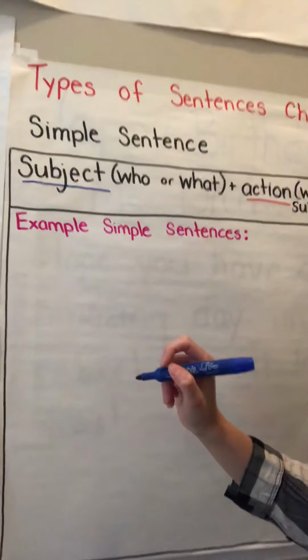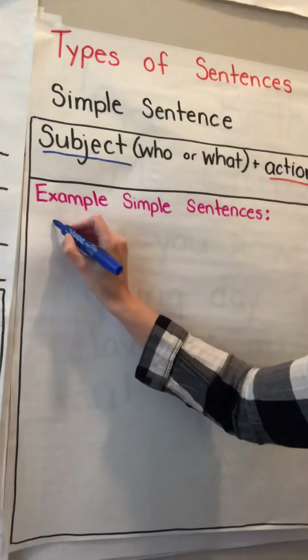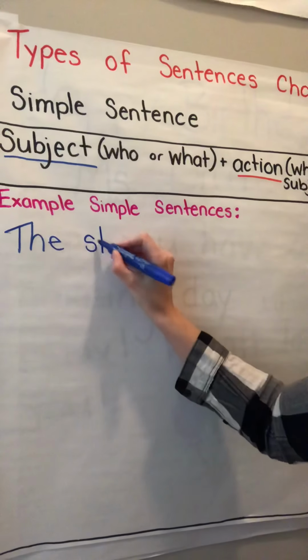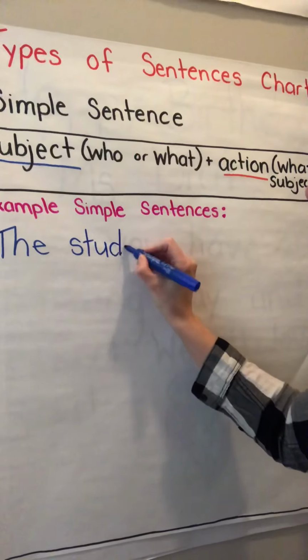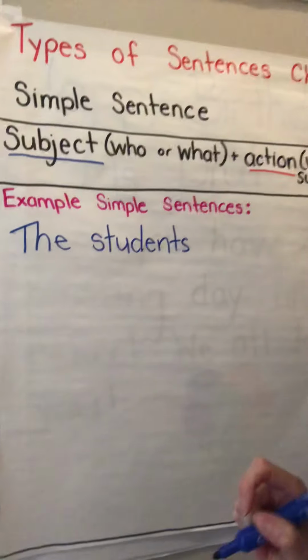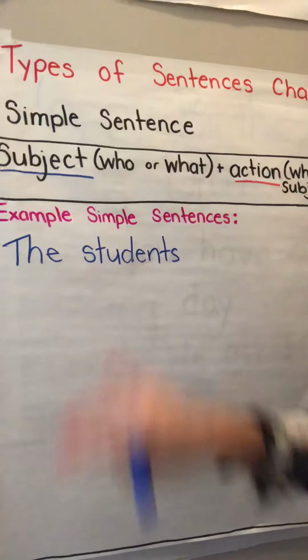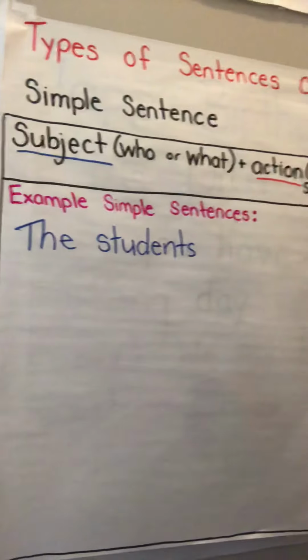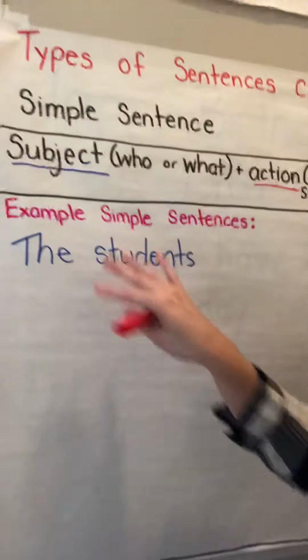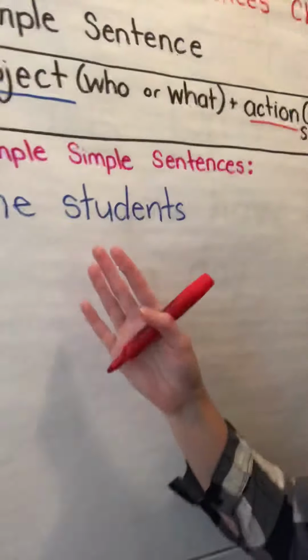So for one example, we could say our subject is the students. So that's already telling us who the sentence is about. It's about the students, who or what. Now we're not finished because we still need to come up with an action. What are the students doing? If you just write the students, it's not a complete sentence. So we have to add something that they're doing.